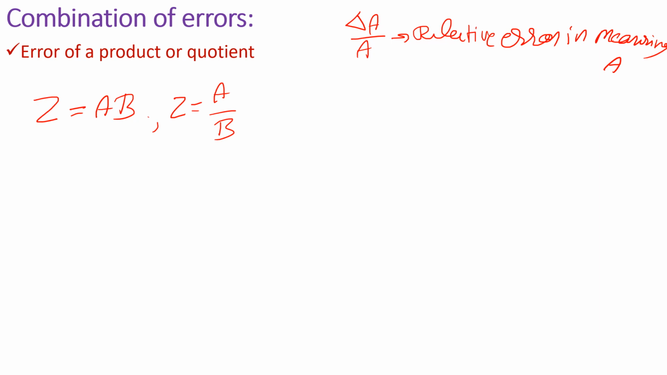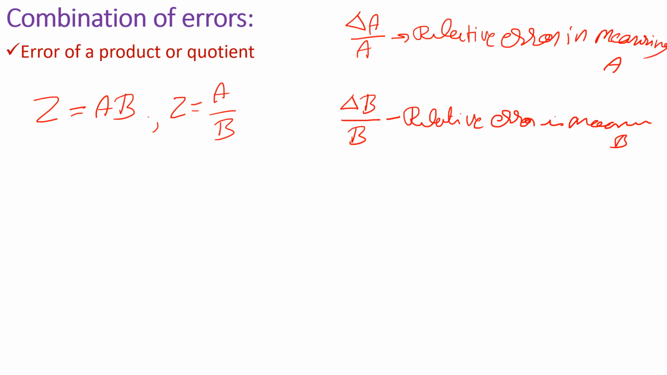Similarly, B will also have some error. So it is nothing but delta B, the absolute error in the measurement of B. If you divide it by the true value B, what you will get is nothing but the relative error in measuring the quantity B.